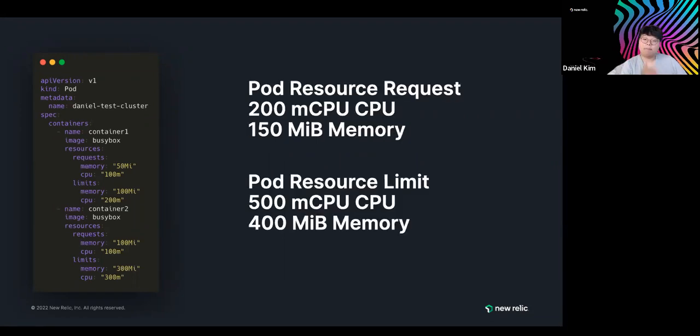So let's go back to the pod spec file. Each container on the pod can set its own requests and limits, like I said before, and these are all additive. So if we add up the requests for all of the containers in this particular pod, we can say that 200 millicores of CPU and 150 megabytes of memory is the entire pod's resource request.